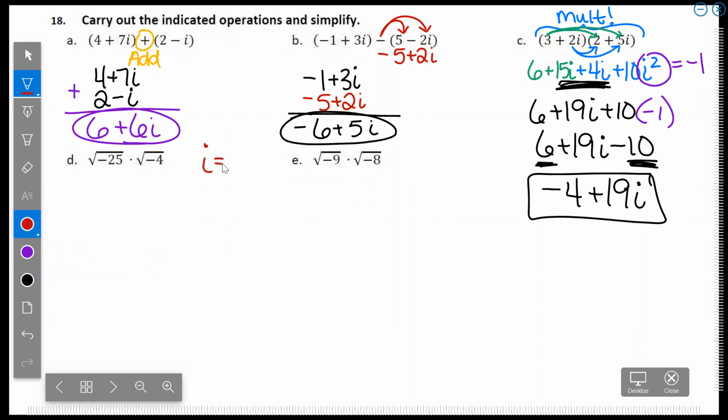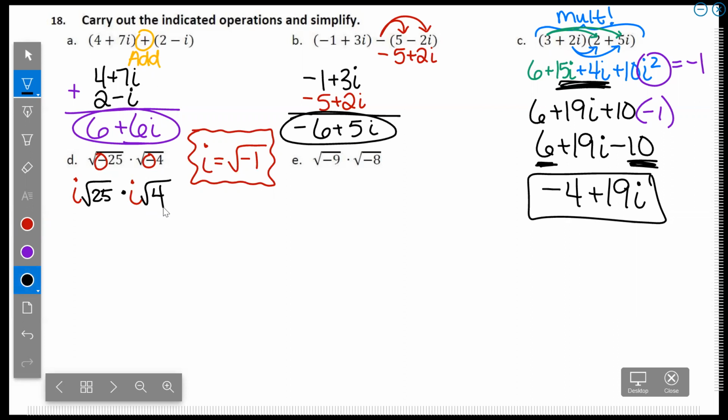I is equal to the square root of negative 1. So anytime I see a negative underneath my radical, I'm going to take it out as i. So right here and right here. So I have i square root of 25 times i square root of 4.